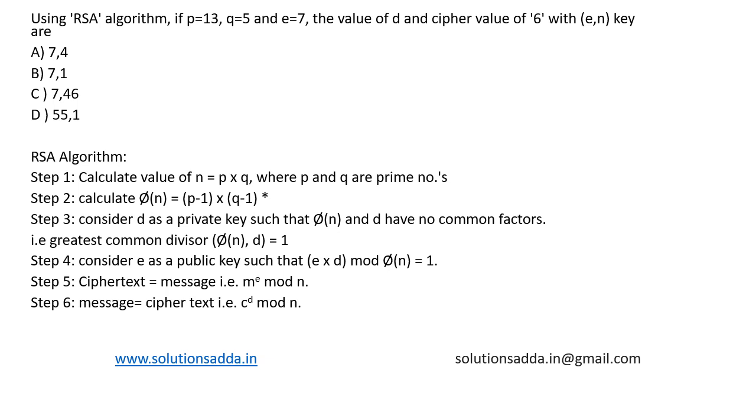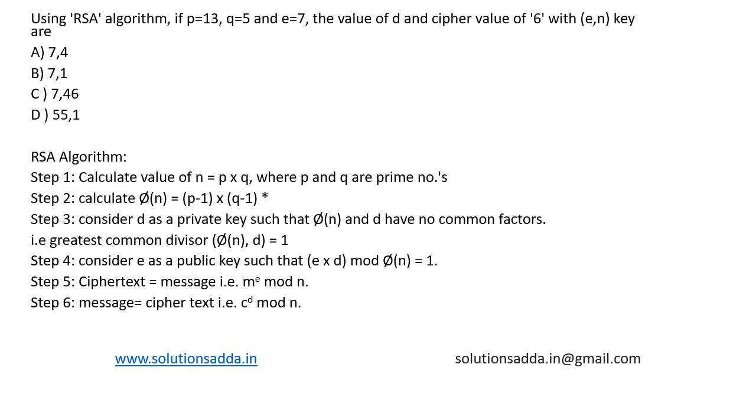But since D is what we have to calculate, we are having the value of E also. So we are skipping the third step and going directly to fourth step, because E is calculated based on the formula E into D mod phi of n equal to 1. We are having the value of E and phi of n. So based on that, we will calculate the value of D. So here E is equal to 7 into some value D modulus phi of n should be equal to 1. So phi of n is 48.